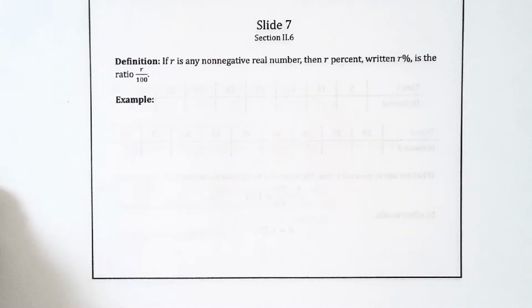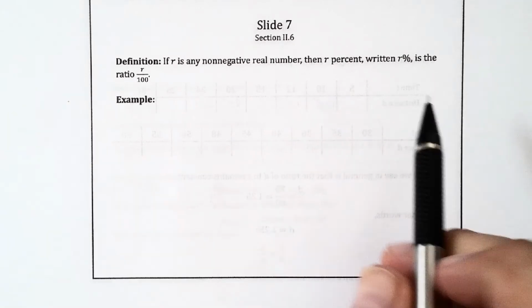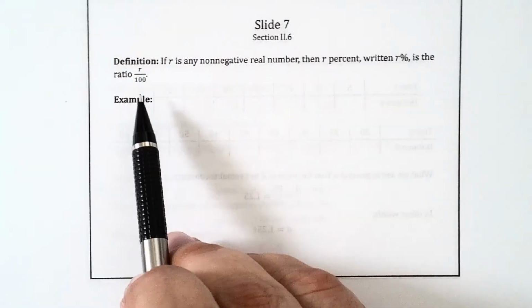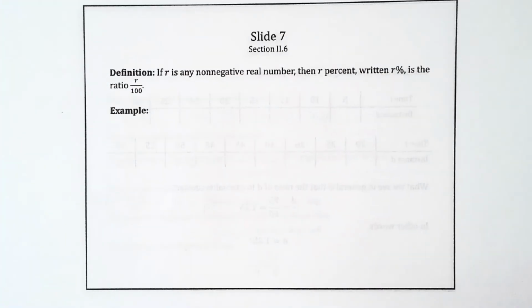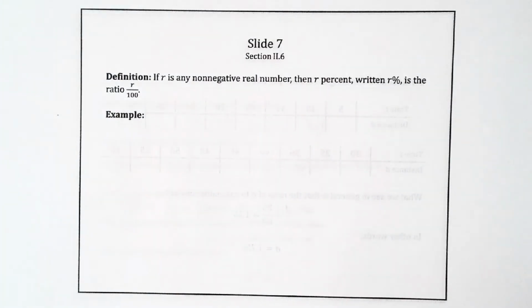Okay, this is the third mini lecture for section 7.3 and 4. Now let's talk about percents. If r is any non-negative real number, then r percent, written r, the percent symbol, is the ratio r over 100. Okay, and it's convenient to use this notation because we're already used to thinking about things in terms of hundreds and powers of 10. Money, for instance, works that way.